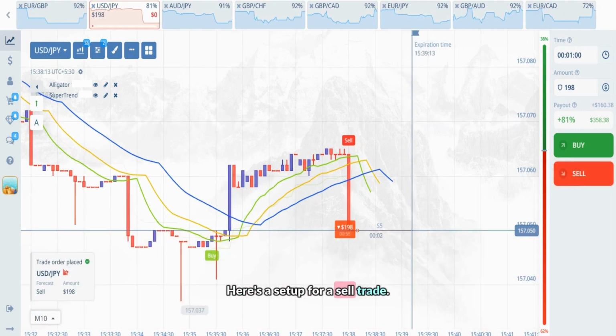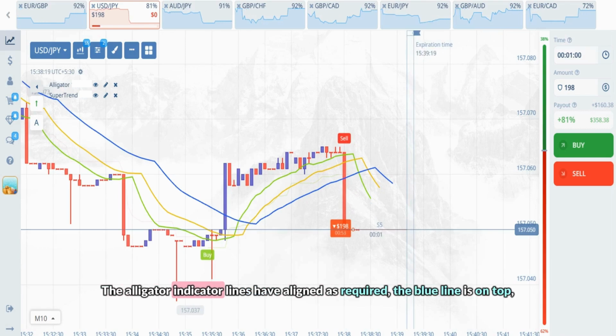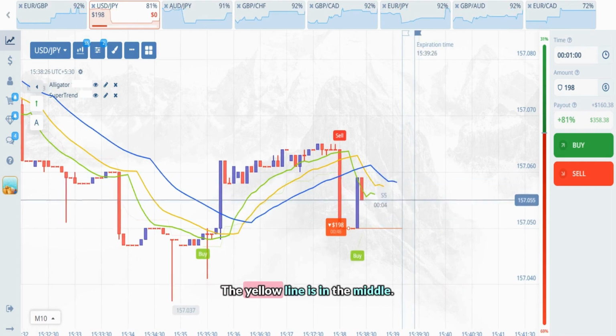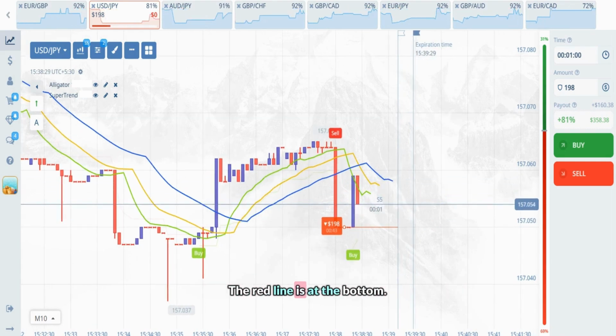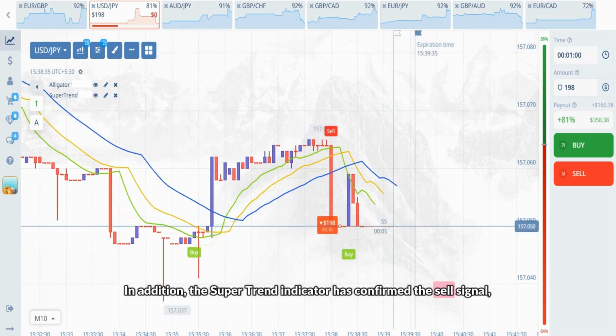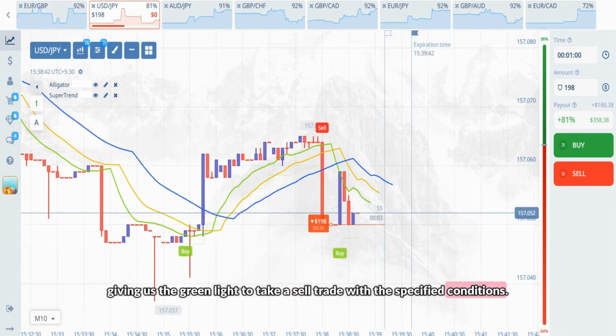Here's a setup for a sell trade. The market has met all the conditions for this strategy. The Alligator indicator lines have aligned as required. The blue line is on top. The yellow line is in the middle. The red line is at the bottom. In addition, the super trend indicator has confirmed the sell signal, giving us the green light to take a sell trade with the specified conditions.